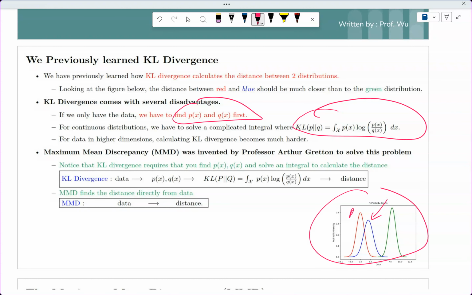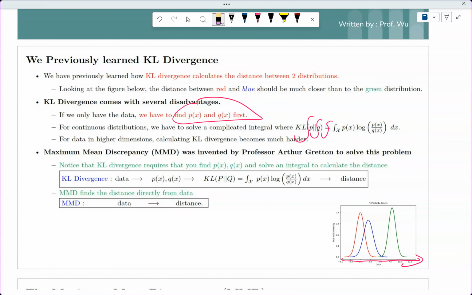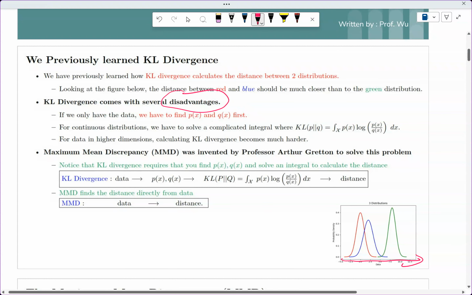Moreover, so far we're doing this in just one dimension. In one dimension, it's easy. But how do we do this KL divergence when we have more than one dimension? We will end up having multiple integrals, so we have to solve a much more complicated integral. These are all the disadvantages of KL divergence, even though it is useful.